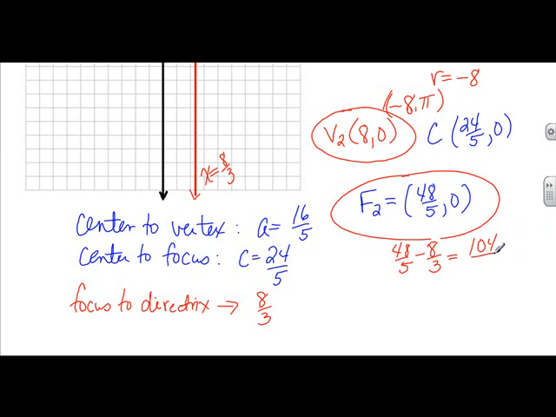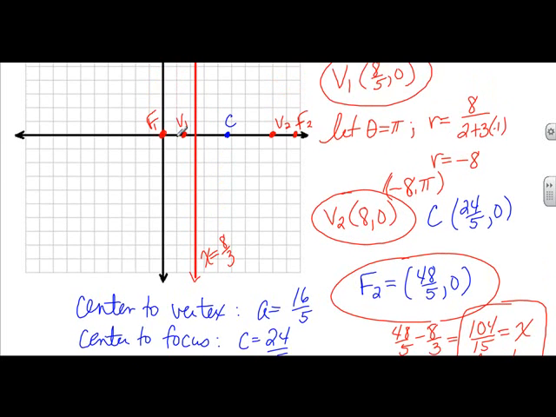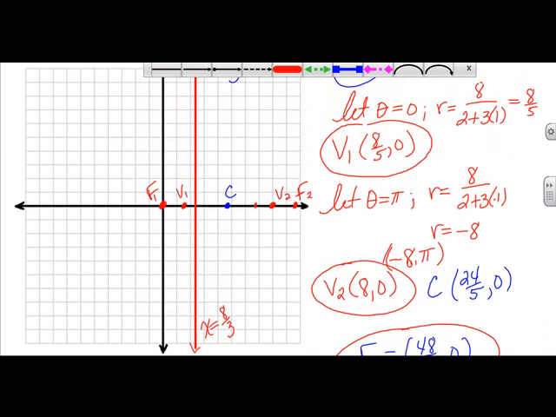Alright, that's about 6.9, almost 7. So 1, 2, 3, 4, 5, 6, almost 7. I'm going to put it about right there. Okay, so that's the equation: x is equal to 104/15.